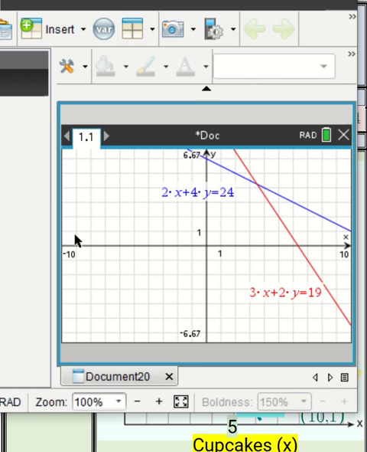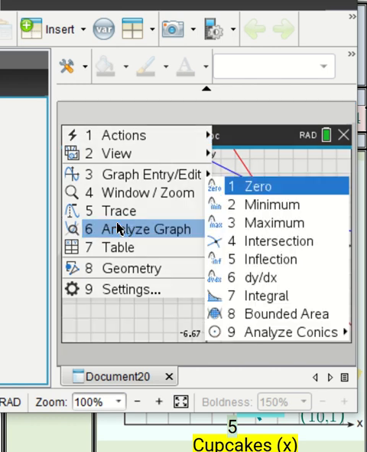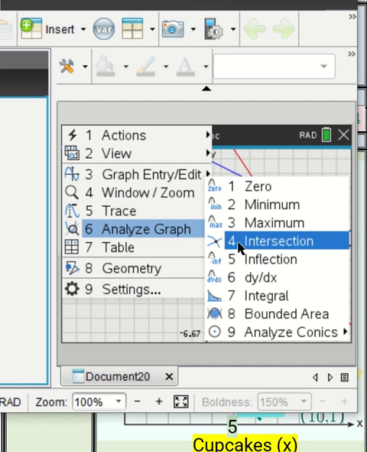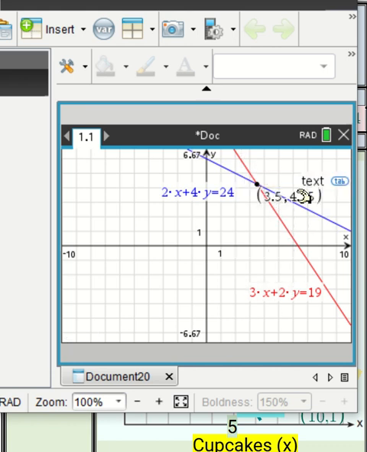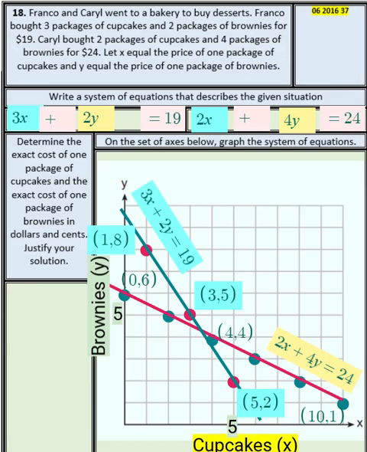So menu, choice 6 to analyze the graph, choice 4, we want the intersection of these two lines. So I set my window, I have a lower bound, I press enter exactly one time, then I drag past the intersection to find the upper bound. And now I'm going to put this point into my graph, 3.5, 4.25. So now I've labeled the point of intersection, but the statement says justify your solution.